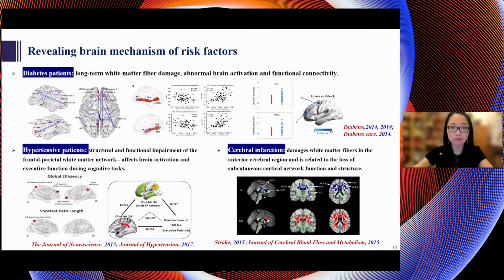For the hypertensive patients, we found impairment in the frontal parietal white matter networks. This impairment is related to the brain activation pattern and also mediated with executive function. And for cerebral infection, we found damage to the white matter, especially in the anterior part of the cerebral region, and it is related to the subcortical networks for function and structure.